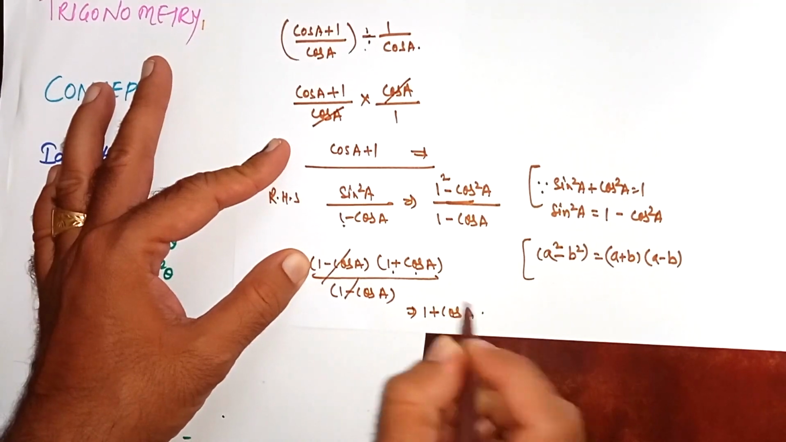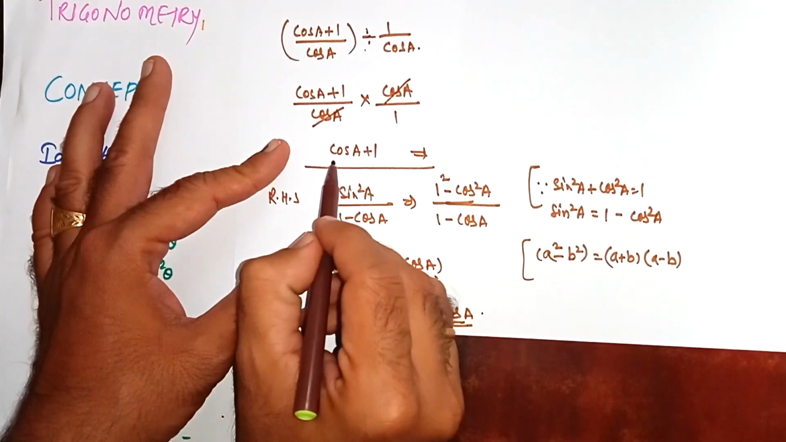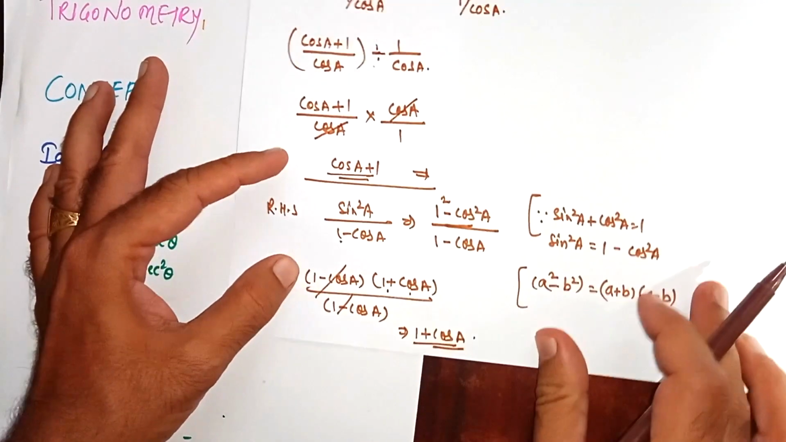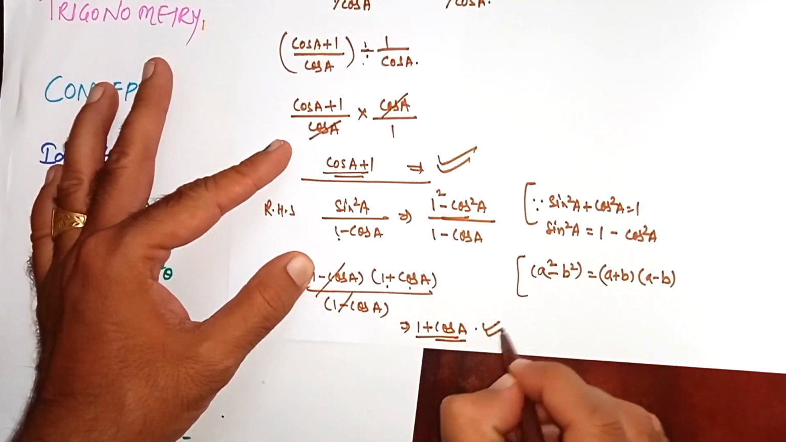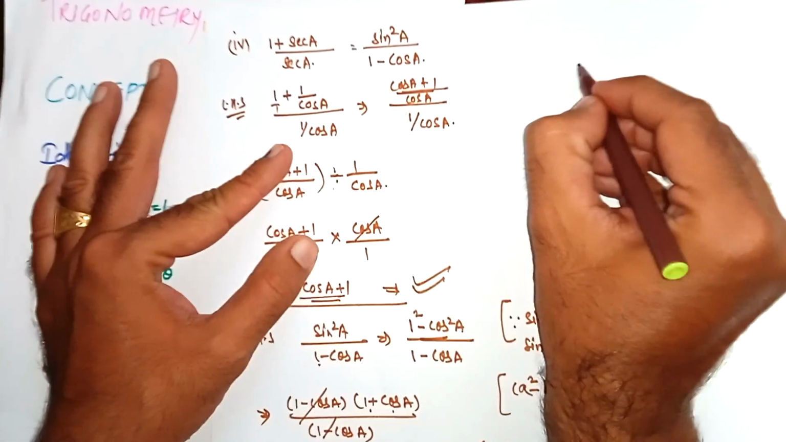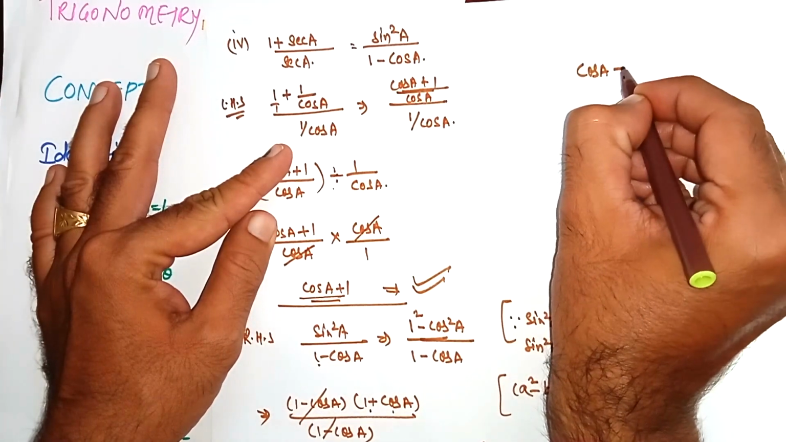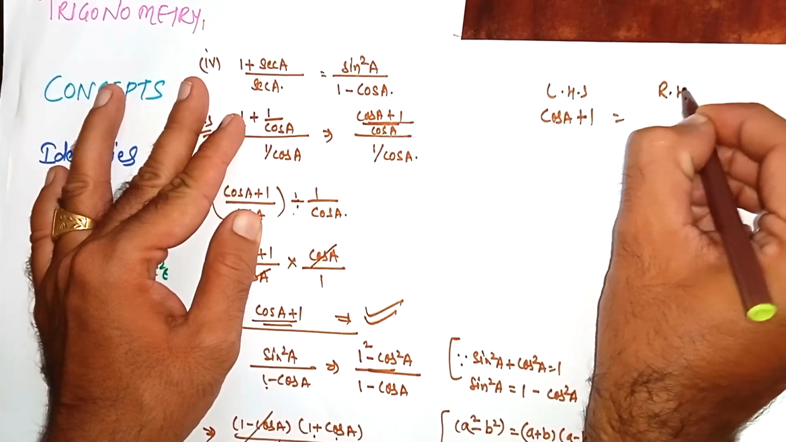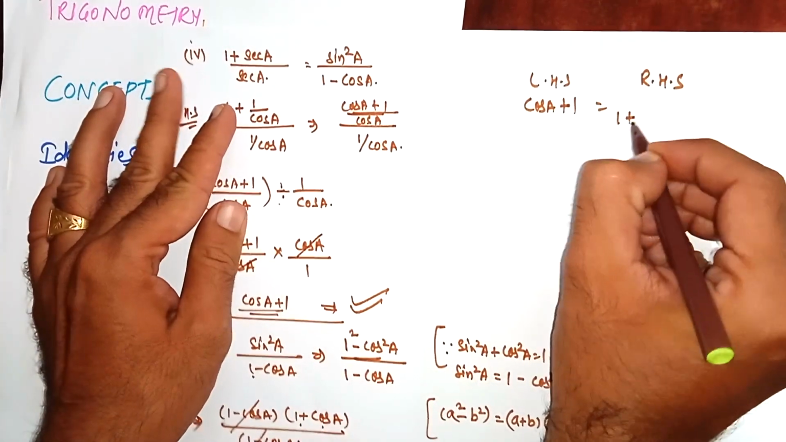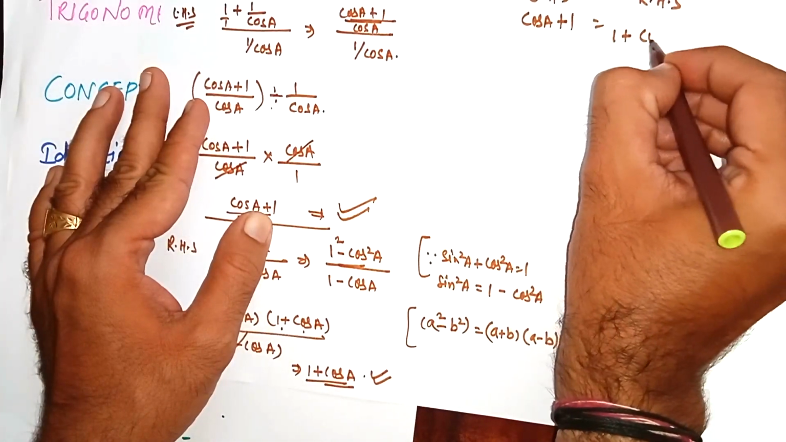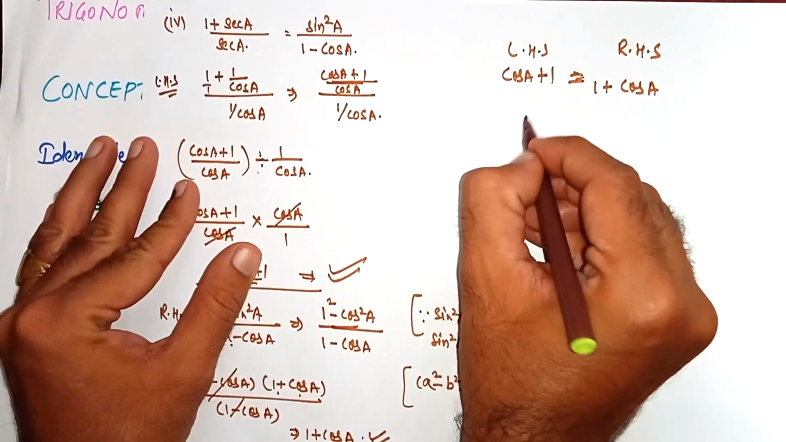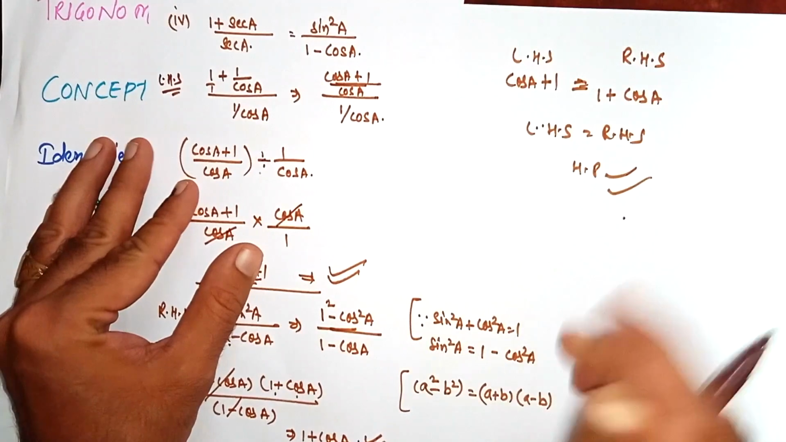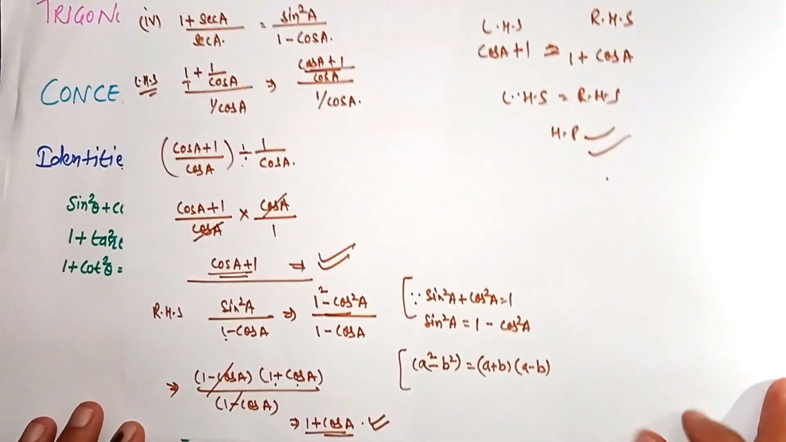If we compare these two things, here we are getting 1 plus cos a, and what we have got on the LHS is cos a plus 1. So it is one and the same thing. So by this and this, you can write that cos a plus 1, which we have got on the LHS, and 1 plus cos a on the RHS. So LHS is equal to RHS, and we can write hence proved. So we have finished the fourth part also. Now we'll see it here.